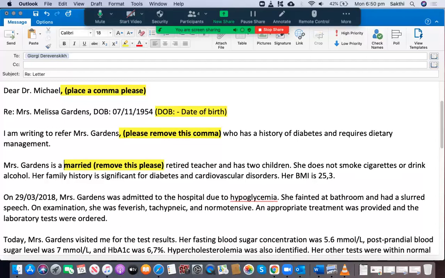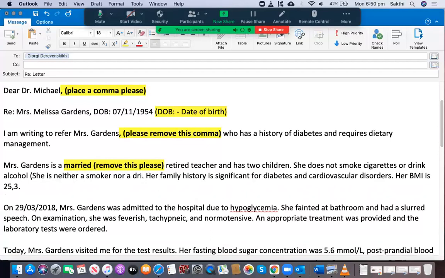She doesn't smoke cigarettes or drink alcohol. Okay, so what you could have done is you could have written, she is neither a smoker nor a drinker. Neither a smoker nor a drinker. Okay, I mean, there is always a better way of writing. So this one represents the same information using fewer words. Okay, that is what we need. She is neither a smoker nor a drinker.